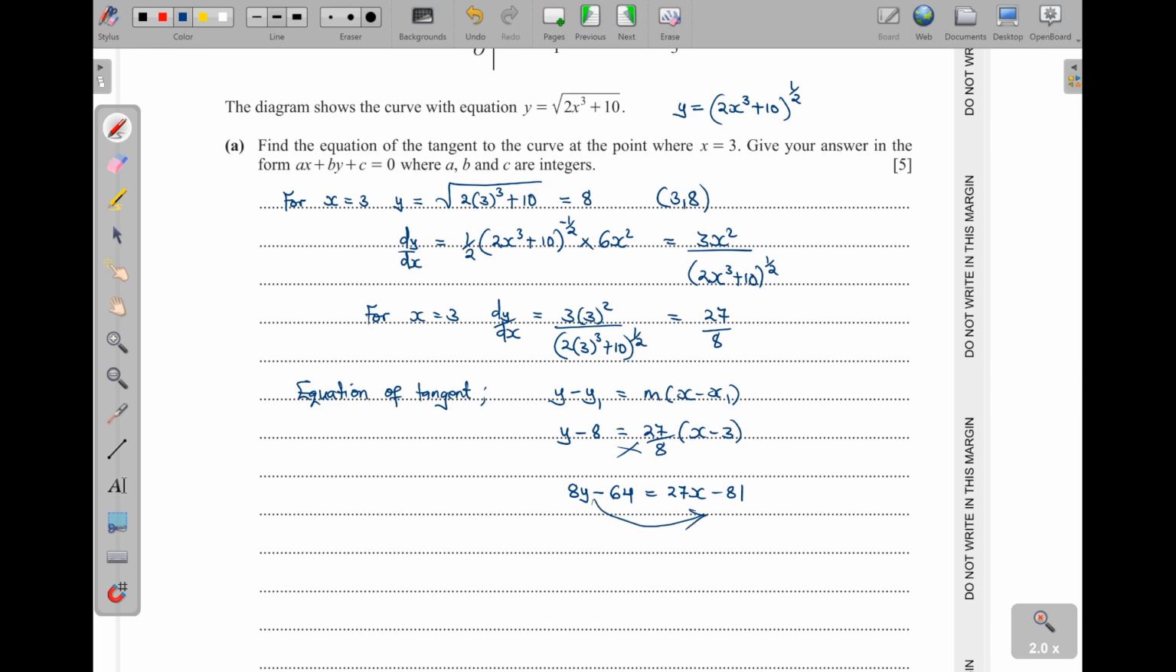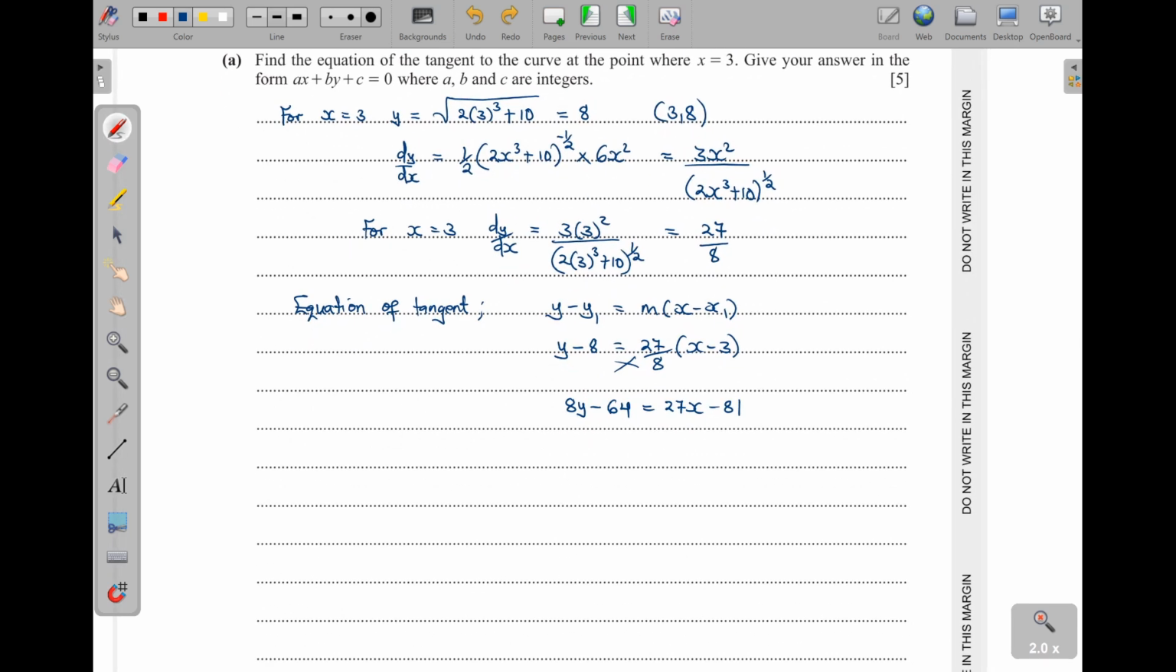Then I can take everything this side, or I can take whatever is on this side, okay? Because the constants here, A, B, and C, are integers, the coefficient of x can be negative or positive, okay? So putting everything onto one side, we shall have 27x, then minus 8y, then minus 81, then plus 64, which is equal to 0. And we get our answer as 27x minus 8y, and this will give us negative 17, so negative 17, which is equal to 0.